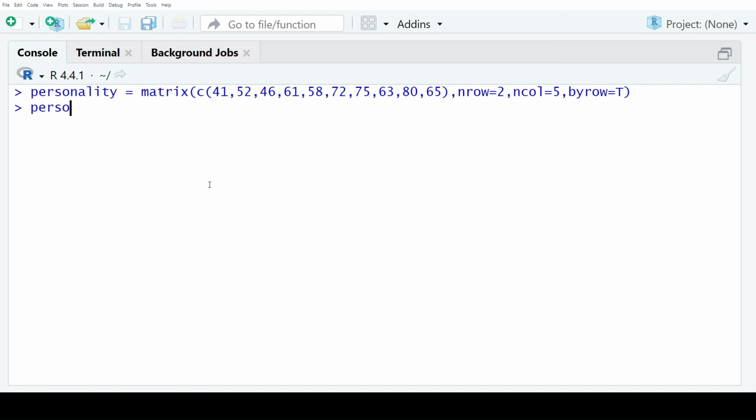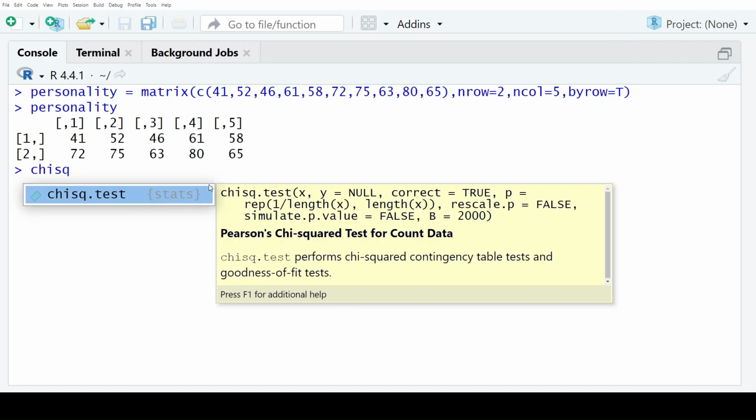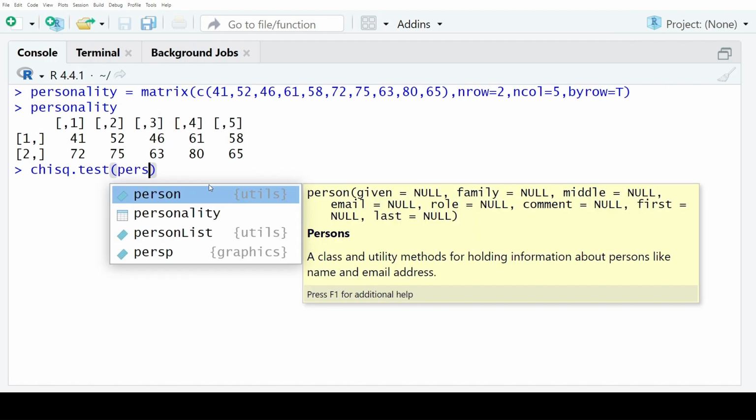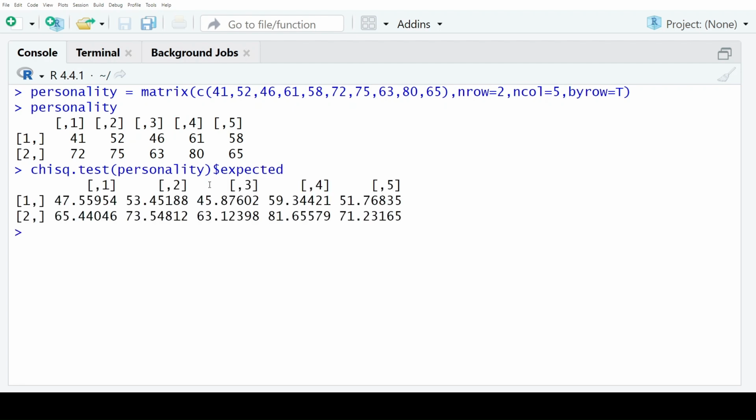Now let's just look at what this is. I recommend doing this part where you look at the matrix and make sure it matches the table you have in the problem. There, I match. So now to get the expected values, we're going to go chi square dot test personality, and then $ sign outside of the parentheses, and then expected. So that gives me the expected values for this problem. Are all these numbers at least 5? Yes, they're all at least 5.